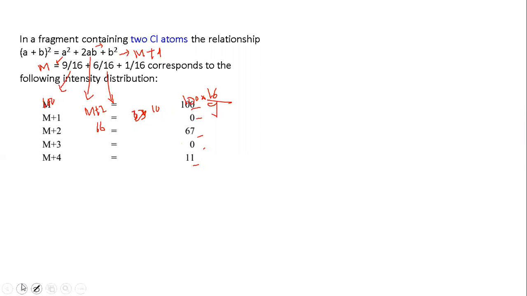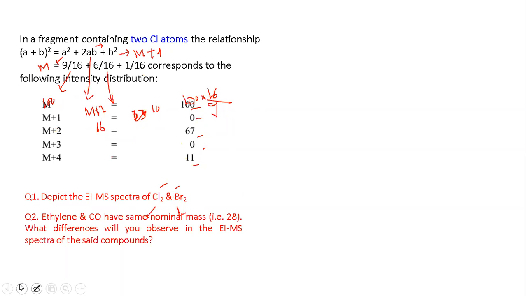Now I'm giving one home task that you have to do. Depict the EIMS spectrum of Cl2 and Br2. These two you have to consider, with M plus 1, M plus 2, M plus 3, M plus 4. You have to calculate the percentage of peak intensity and draw a spectrum accordingly. Cl2 is already calculated here, with two chlorine atoms, and for Br2 you have two bromine atoms. For two bromine atoms, what will be the situation that you have to show?